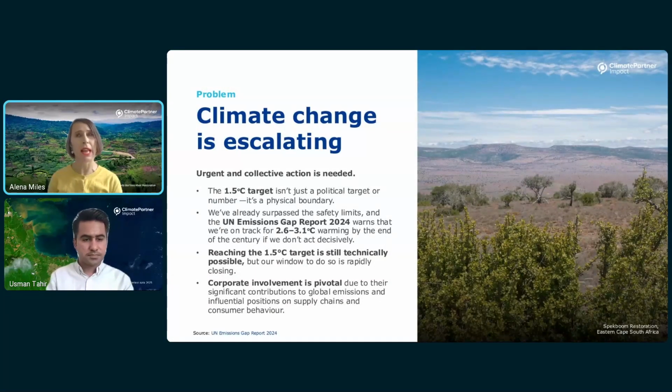If you look at the latest UN emissions gap report, the pathway that we are on now is more towards 2.6 to 3.1 degrees. And that reality would be terrifying. So that's the really scary news. The good news is that same report confirms that the 1.5 degree target is still technically achievable, but that window is closing rapidly. So every single part of society must mobilize to solve this issue.